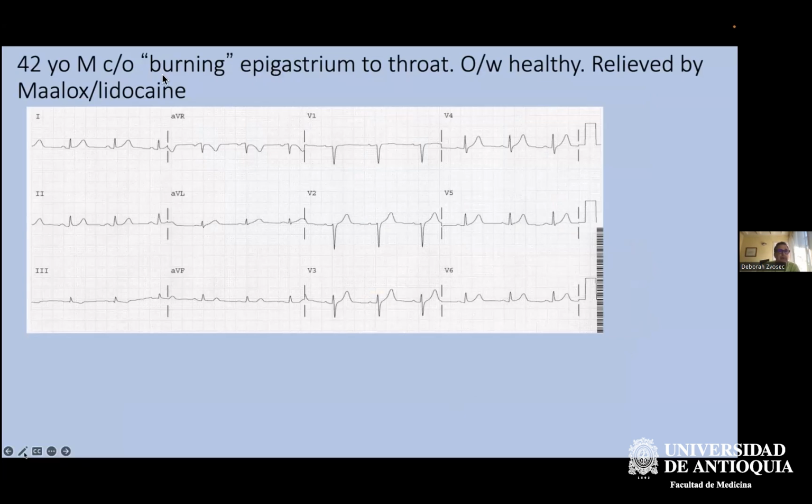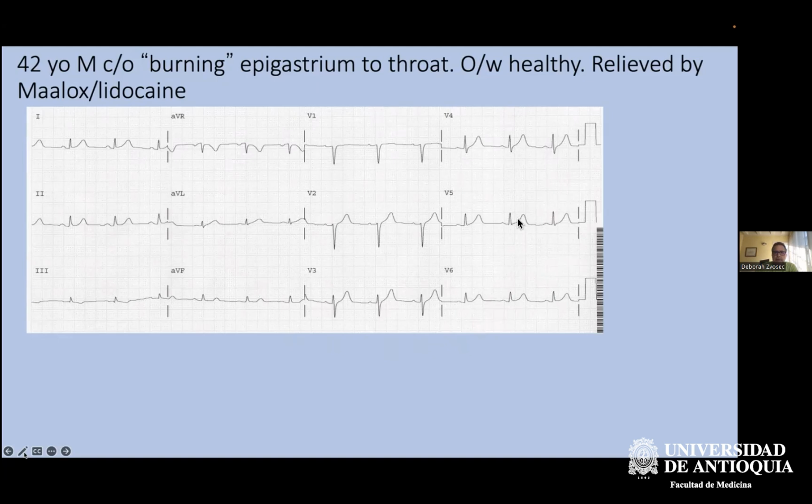Here's a 42-year-old male with complaints of burning from his epigastrium through his throat. He's otherwise healthy. It's relieved by Maalox and lidocaine. So they think it's gastroesophageal reflux. Here's his EKG. The computer algorithm says it's completely normal. The physician reads it as completely normal, but it is not normal.